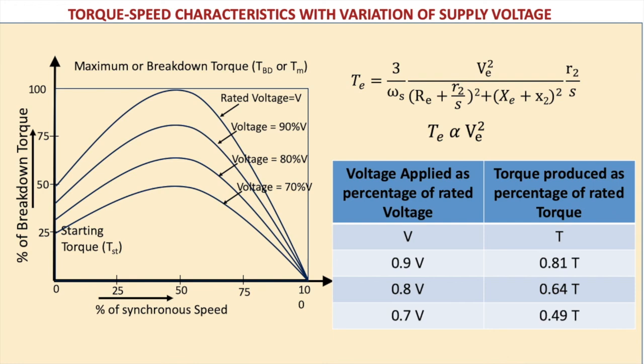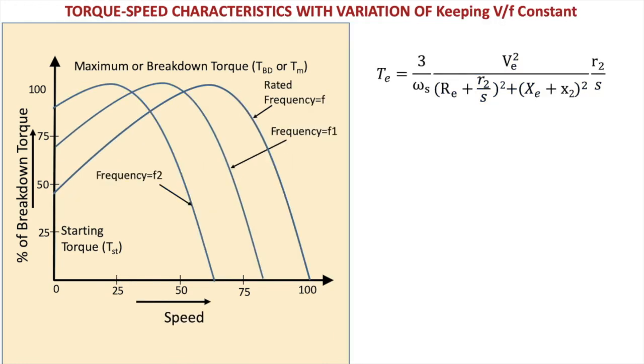When we vary the voltage to 70%, the torque produced reduces to just 50%, and therefore when you vary the torque with respect to the voltage, the torque production reduces by the square of the supply voltage as it is reduced. The second variation, or speed control, is achieved by keeping V by F constant. Over here you can see the maximum torque remains the same, and the total characteristics shift from right to left.